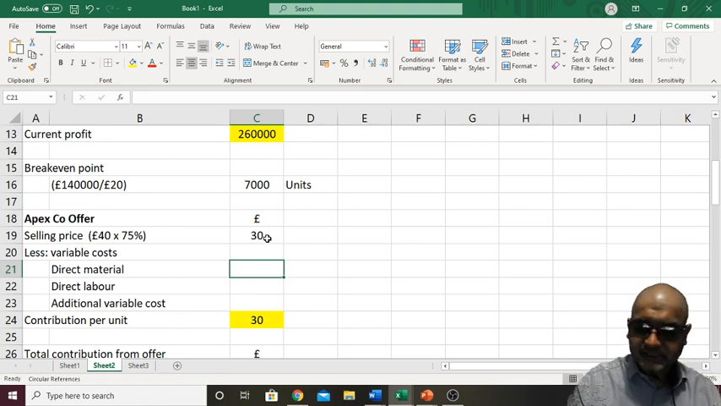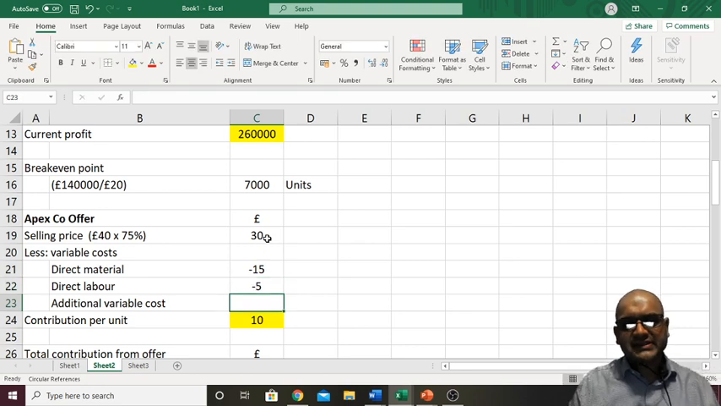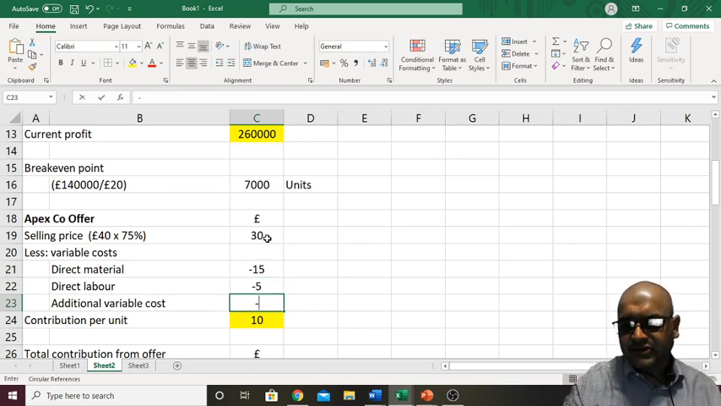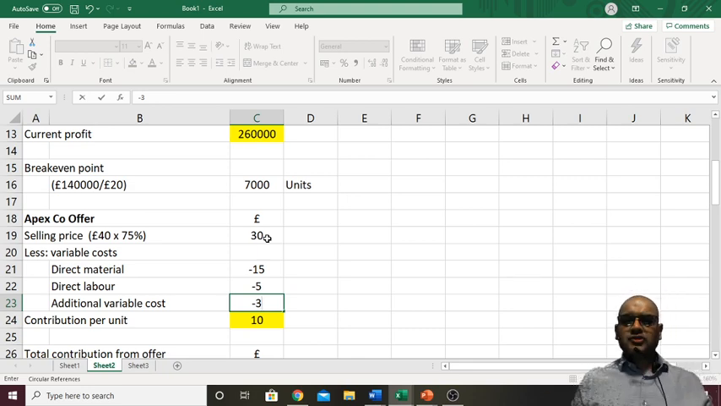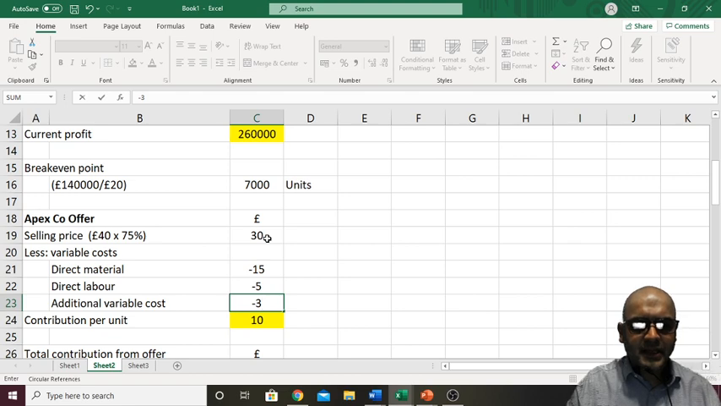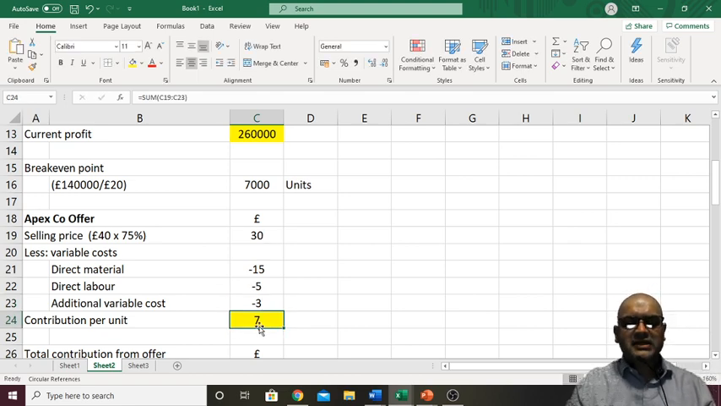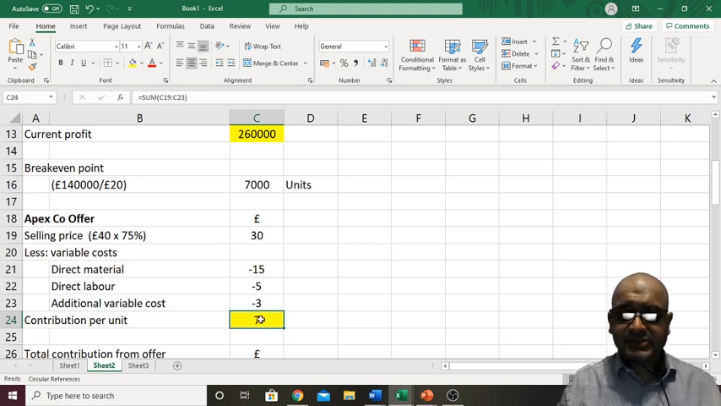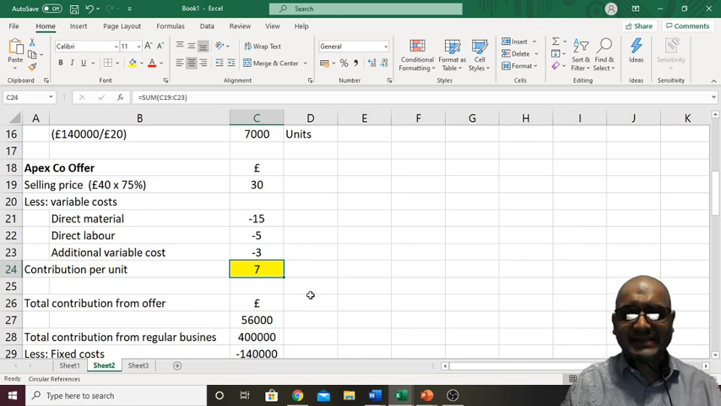Direct material, as we know, is 15. Direct labor is 5. Plus this problem says that we will incur a further £3 worth of variable costs. Well, it could be anything really, say branding, a different kind of packaging, or any extra material that the offer provider wants us to use. So we are going to incur £3 extra. If we do, we are still left with £7 worth of positive contribution. Because it's a positive contribution providing offer, we should accept the offer.